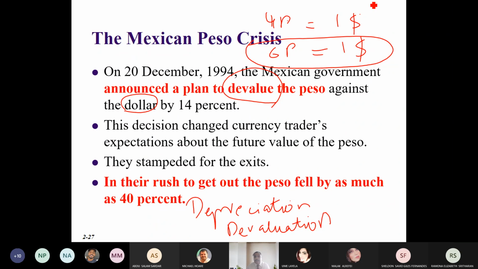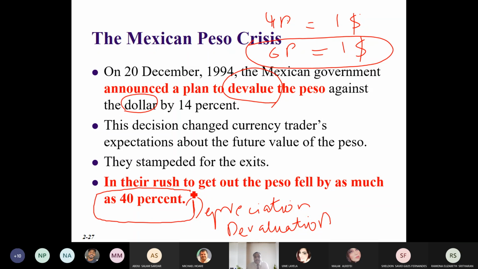So this is what the government of Mexico also did. And this is called the Mexican peso crisis. But what happened because of this devaluation, the international investors who invested in the peso, they got scared. They thought that the peso is not going to be a stable currency. And in return, what happened? The value of the peso decreased by almost how much?